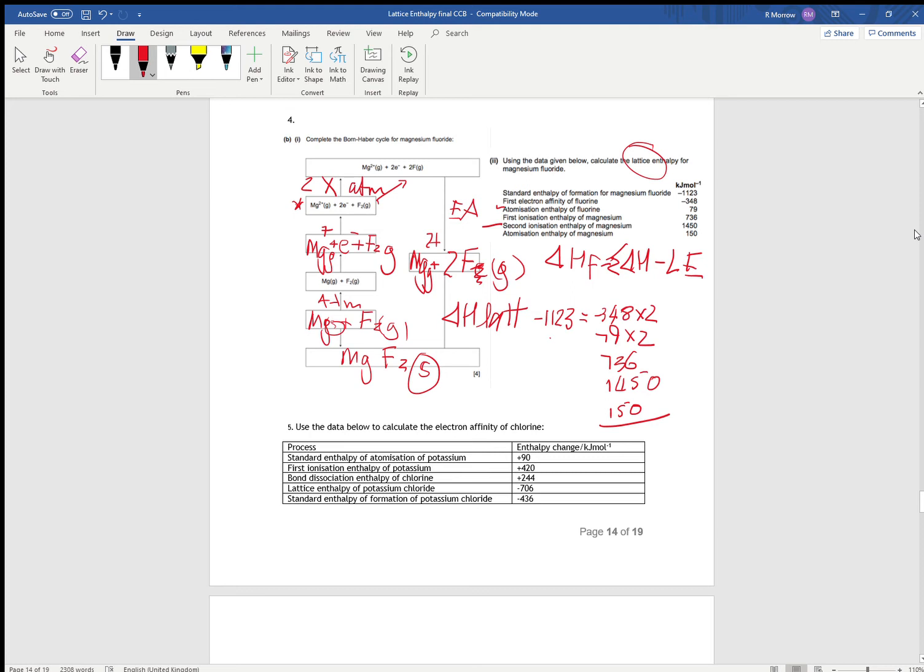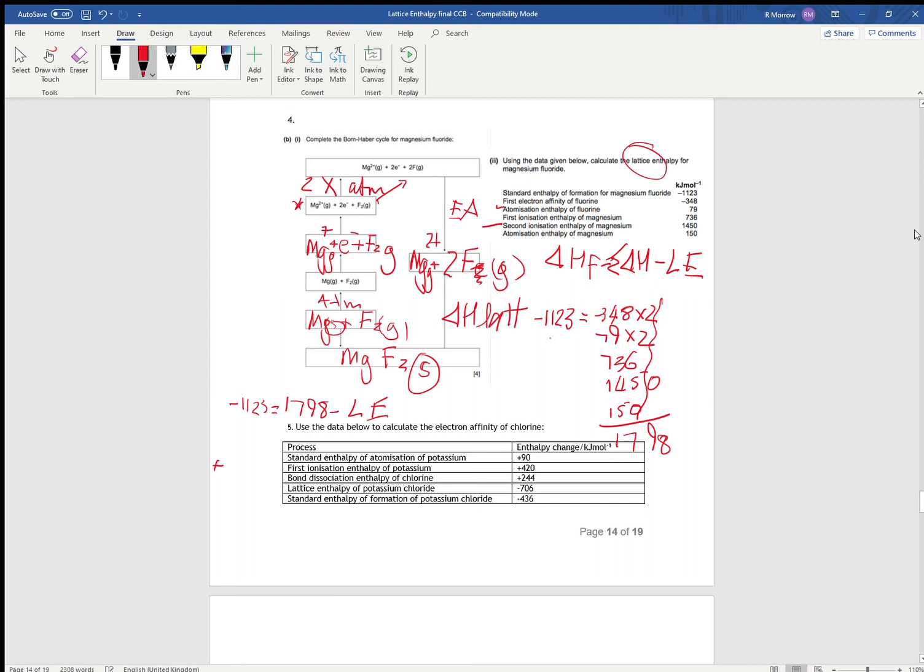Okay, so this all gives me, according to my calculations, 1798. So therefore, enthalpy of formation, which was minus 1123, equals 1798 minus the lattice enthalpy. So take that plus the 1123 gives me 2921, which is my lattice enthalpy.